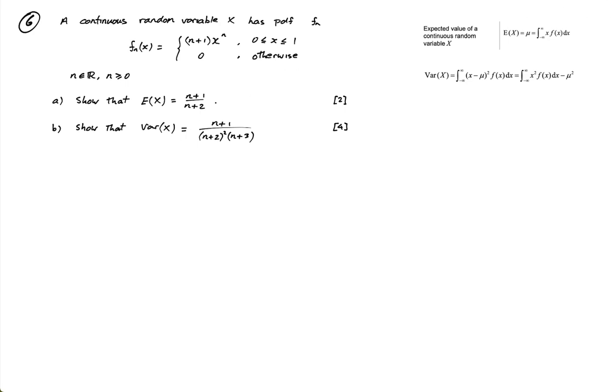Hi guys, okay, question 6. We have a continuous random variable. It's defined by this. This is the PDF, the probability density function. N is an element of real numbers, n is greater or equal to 0. Show that the expected value is this and that the variance is this.